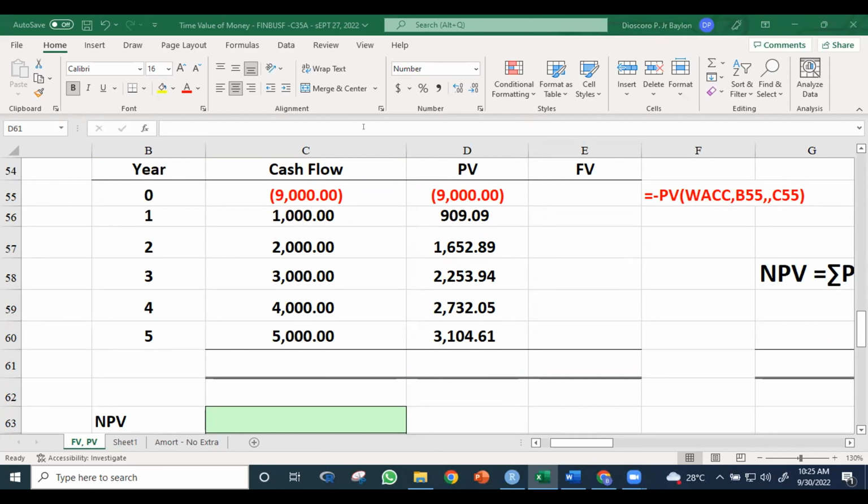Can we now add these cash flows? Please answer yes or no. Can I now add these cash flows? Yes or no, please. Can we now add column D from the negative 9,000, these cash flows, plus the rest? Kindly chat your answer, yes if okay, no if not.